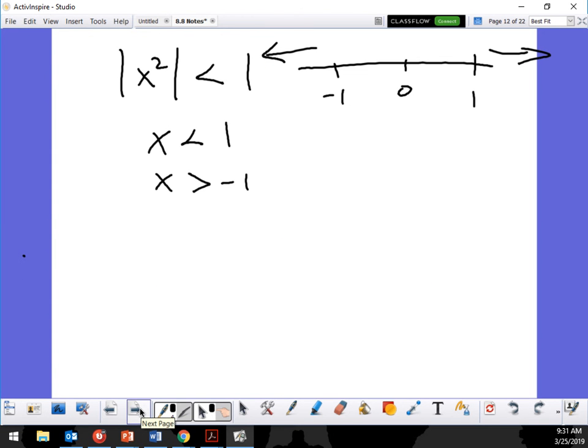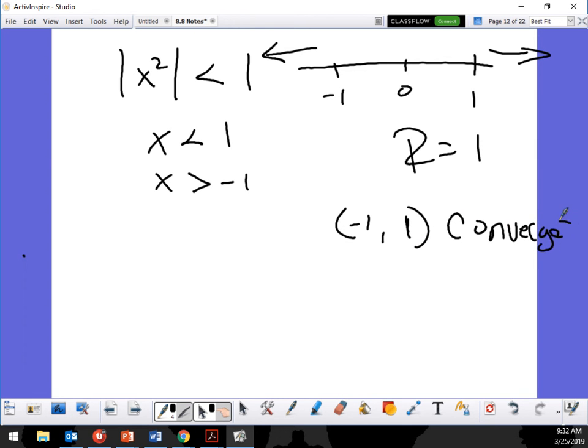Okay, so we're going to say that this one right here, it converges. My radius of convergence, big R, equals 1. And the interval is going to go from -1 to 1. And therefore it's also going to go from -infinity to -1, and union 1 to infinity.